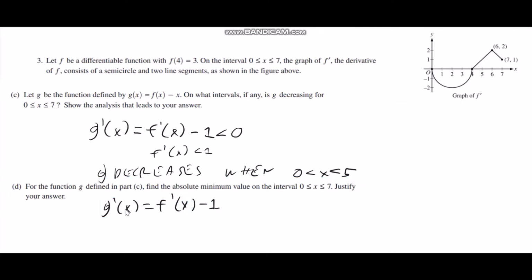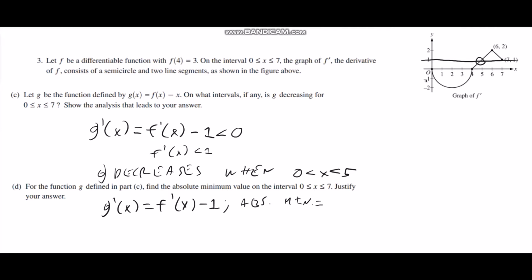Well, as we see here, with g prime of x, we're basically taking the graph of f prime of x right here and shifting it down by 1. So what I could also do is figure out when f prime of x crosses the line y equals 1. In other words, crosses this line right here. And the only point at which that occurs is this one right here, where x equals 5. So that tells me that the absolute minimum occurs at x equals 5.